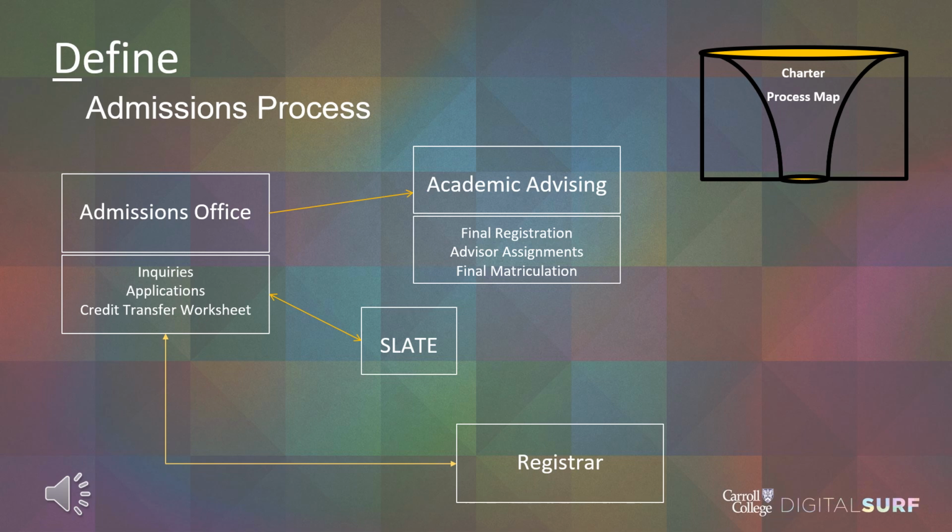As that's done, that information is stored not only in a hard copy file, but also in a credit transfer worksheet, which is stored on a SharePoint site or SharePoint database they call Slate.